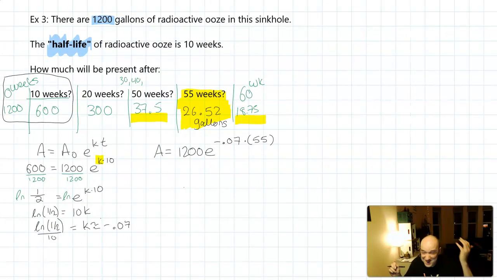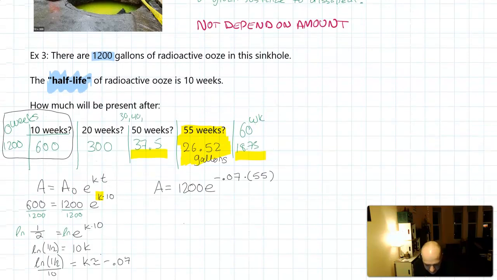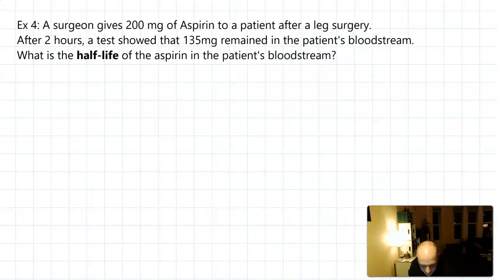And like before, we're just using our exponential growth or decay model and our calculators, but we have this idea of half-life built in. Problems using half-life, and whether or not they use half-life, can be confusing because of the way the information is sometimes presented in a problem. So say that a surgeon gives 200 milligrams of aspirin to a patient after a leg surgery. After 2 hours, they test the patient. There's 135 milligrams remaining in their bloodstream. And the surgeon would like to know, for future use, what is the half-life of the aspirin in the bloodstream?